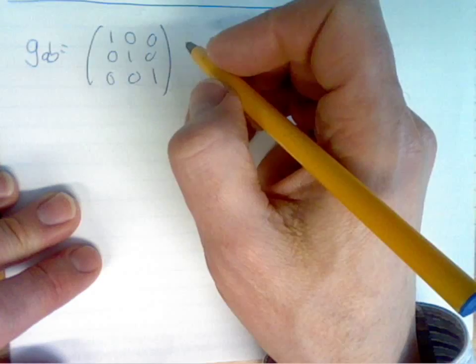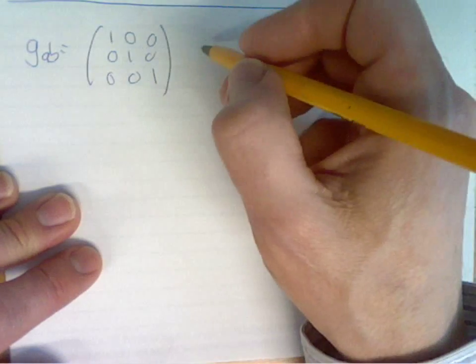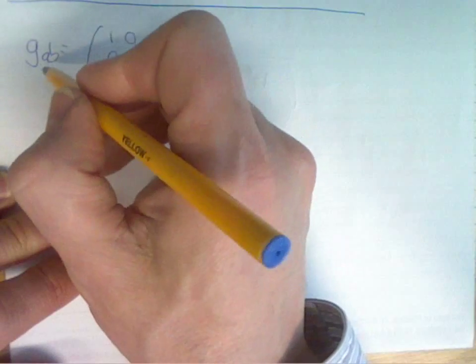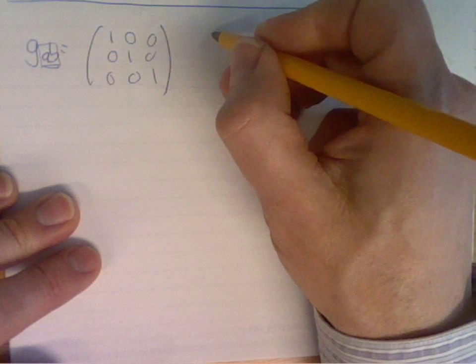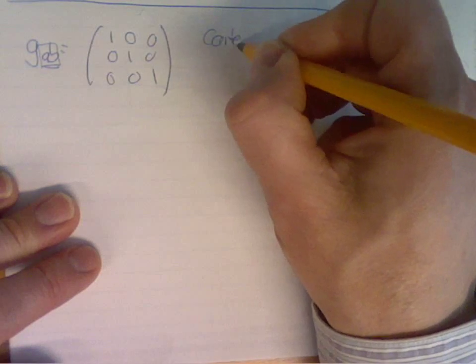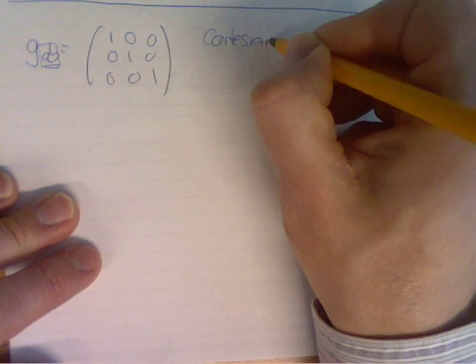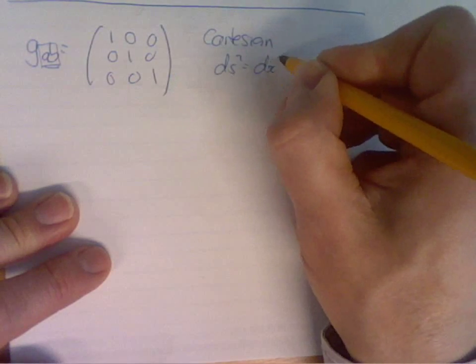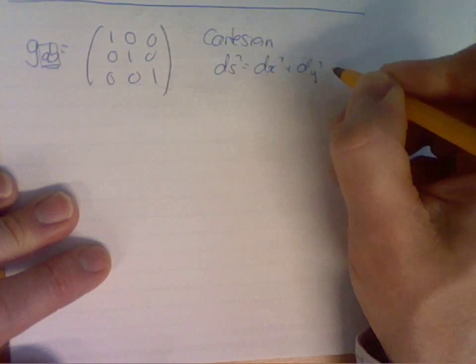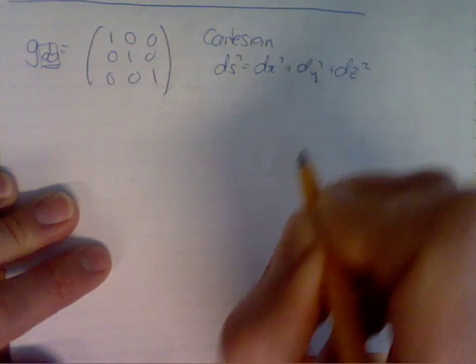Okay, so our next question is about calculating g^AB, the contravariant, upper-index form, from the covariant. So here's our covariant term. This is for the Cartesian coordinate system, for which the metric is ds squared is simply dx squared plus dy squared plus dz squared.